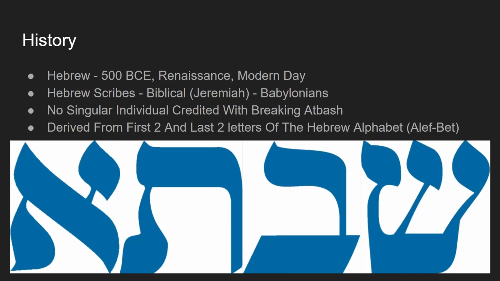The name Atbash is derived from the first two and last two letters of the Hebrew alphabet, or Aleph Bet. And they're from left to right, down there at the bottom of the screen: Aleph, Bet, Tav, and Shin. The alphabet is actually an abjad, which differs from a regular alphabet in that vowels aren't represented. Only consonants are, while vowel sounds are inferred.